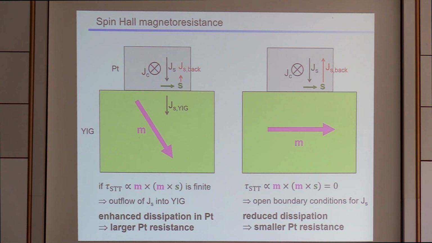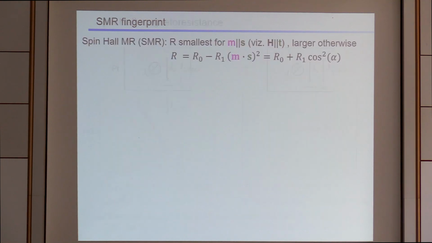So the resistance of the platinum, although the electrons never really penetrate into the insulator, reflects the orientation of the magnetization, with platinum showing a low resistance for this magnetization configuration and a large resistance if the magnetization is perpendicular to this interface spin accumulation. And that's what we call spin Hall magnetoresistance, and that can formally be expressed as a resistance which depends on the projection of the magnetization in the YIG onto the spin at the interface, and that gives rise to a cosine square type dependence if you work out the equations.